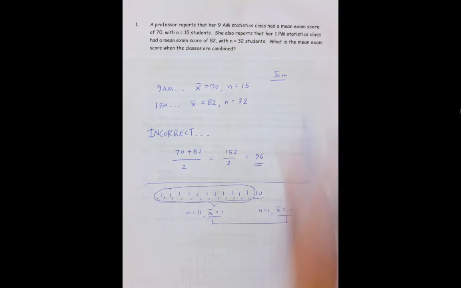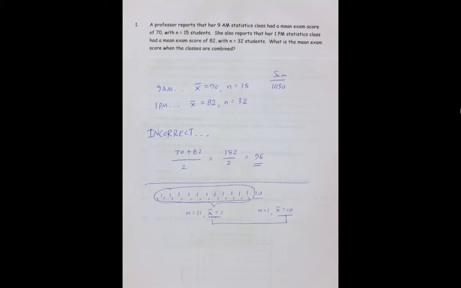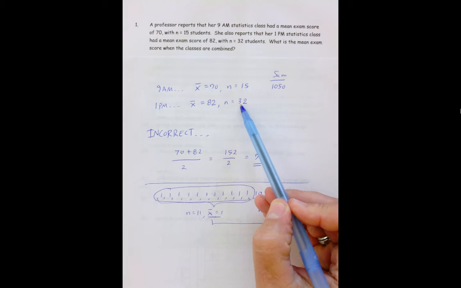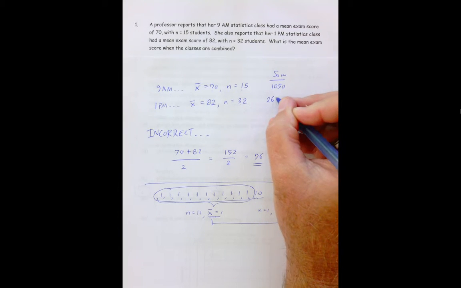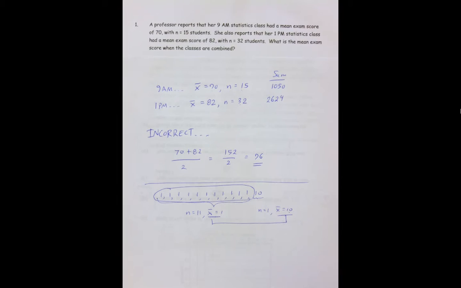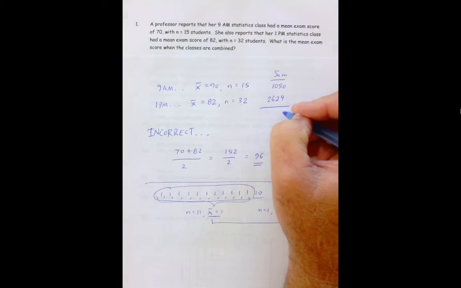Calculator's messing up here. So the sum of those scores had to be 1,050. The sum of the scores for the 1 p.m. class is going to take 32 times 82, which is 2624.